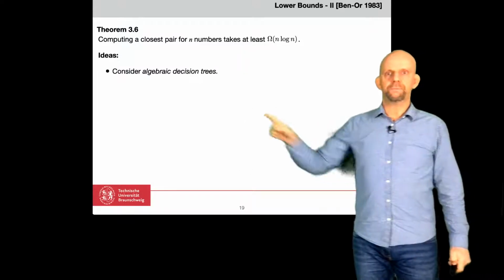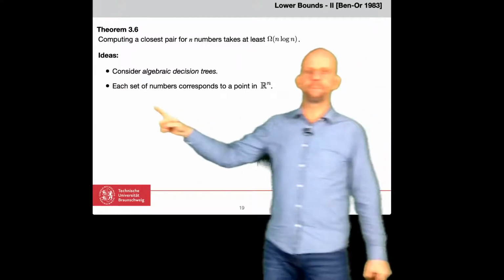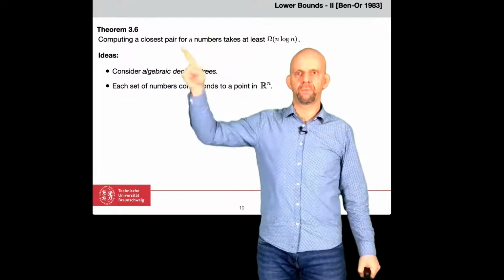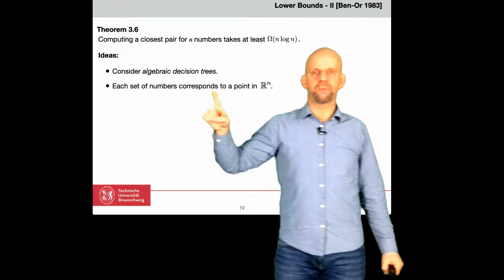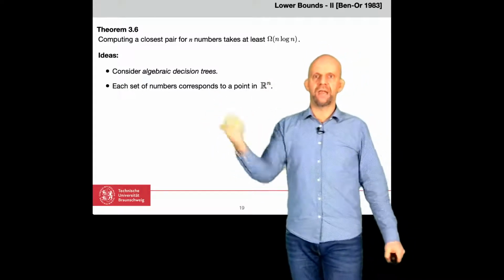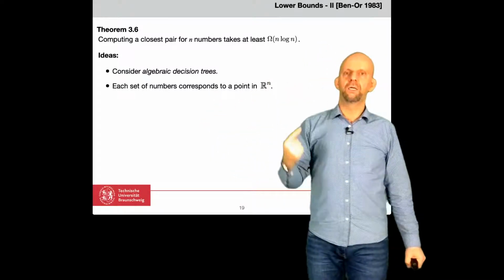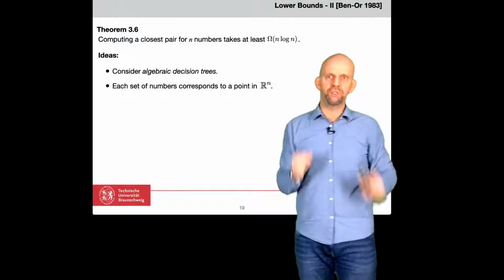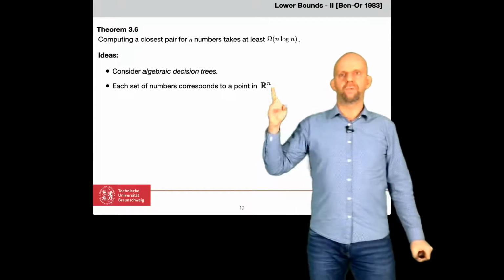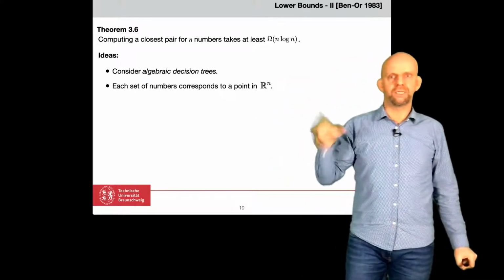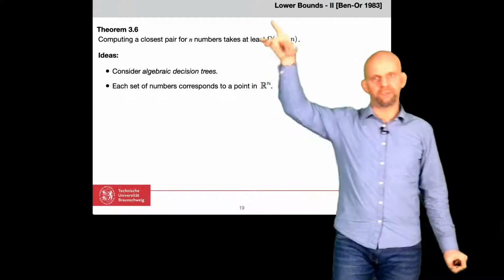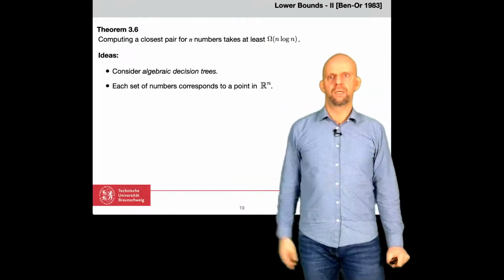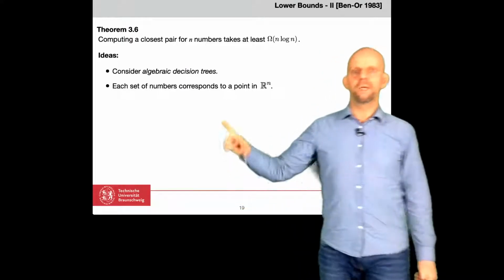Now, the next thing is, when you have a set of numbers, these are n numbers, and that's a point in R to the n. Basically, every number is a coordinate in a different dimension. And then when you look at element distinctness, that's basically the idea in Ben-Or's paper. I mean, that's what he's arguing. And then there are some corollaries like closest pair, which you see in a second.